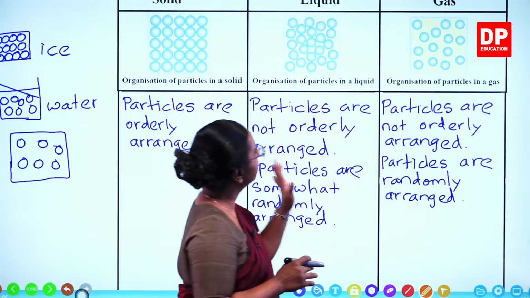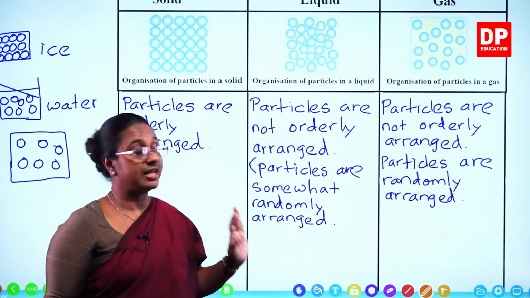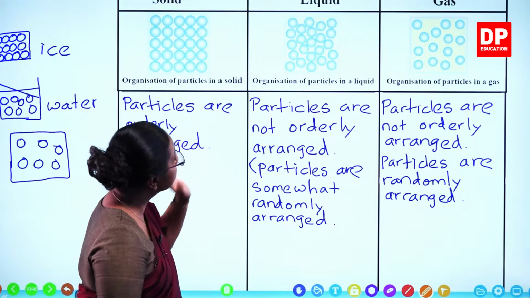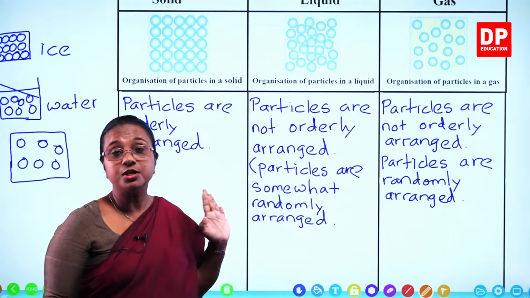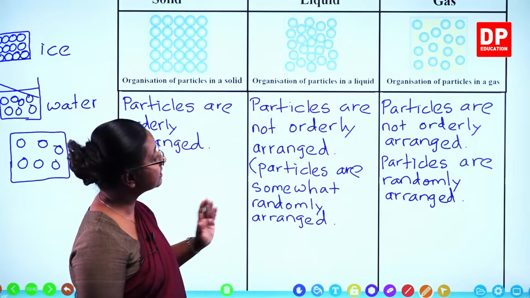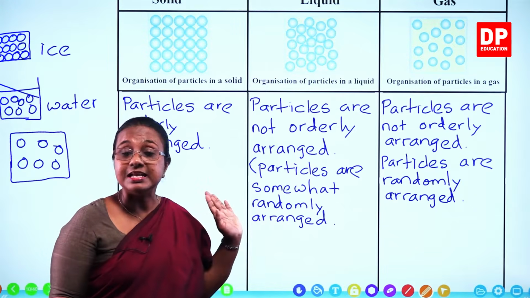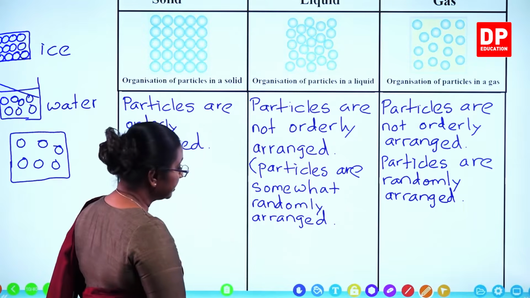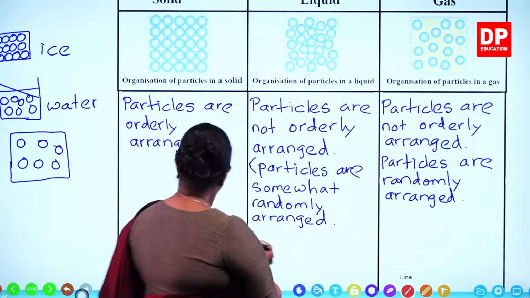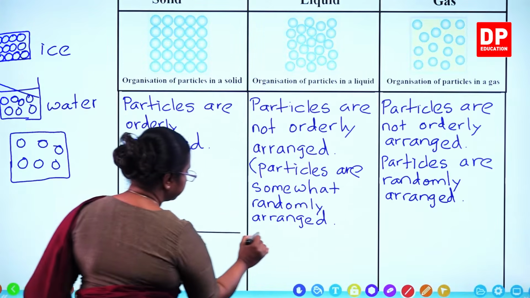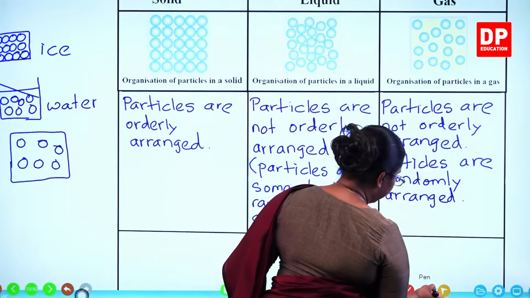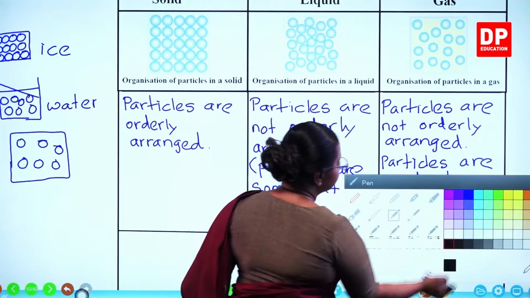So that is what you can see between the three states. In the solid state, particles are orderly arranged. In the liquid state, particles are not orderly arranged or somewhat randomly arranged. But in gases, the particles are randomly arranged. So that is the first property that you all need to observe, students. So then we will move on to the next property.